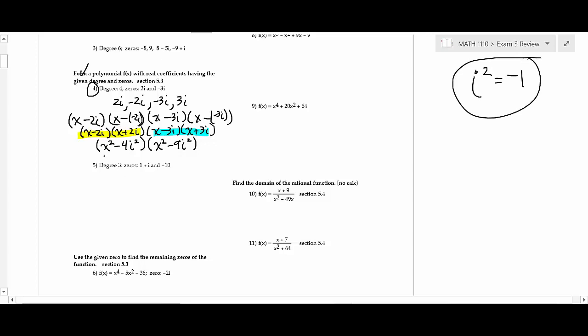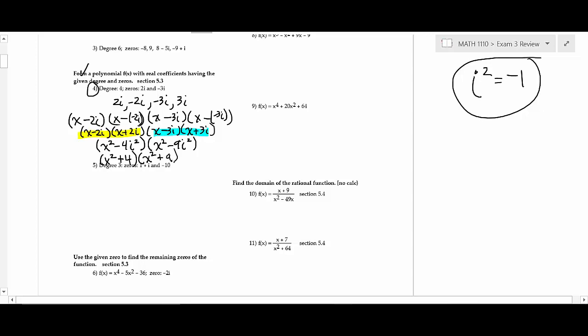So this would be x squared, and you can do this in your head. All this is 4 times negative 1, so that's going to become positive 4, right? Same thing here. That's negative 9 times negative 1, so it's positive 9. You don't have to write that step out. You can just do that in your head if you want to. So that's x squared plus 4 times x squared plus 9.